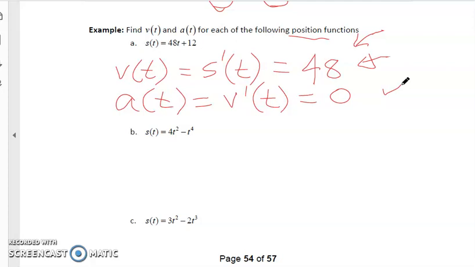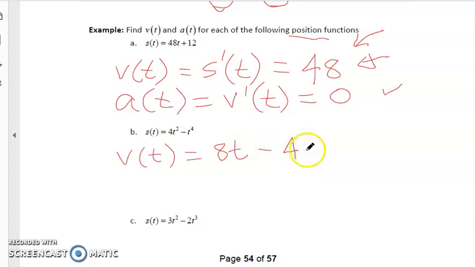S of t is equal to 4t squared minus t to the power of 4. So your velocity function, ladies and gentlemen, just take the derivative of that, and you're going to get 8t minus, okay, t to the power of 4.